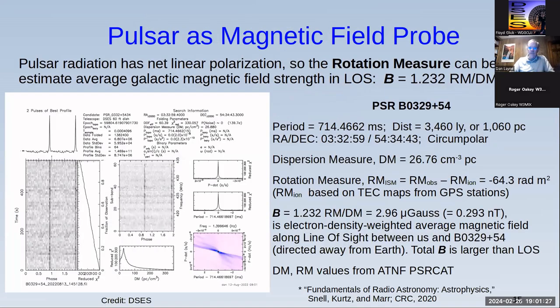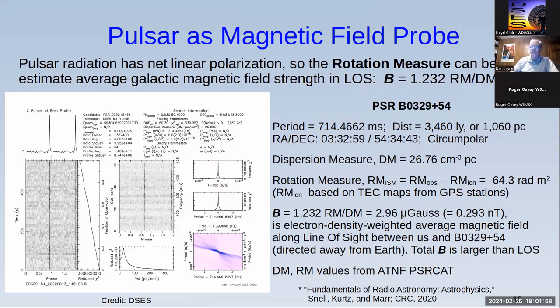And first, we'll look at a pulsar. So here on the left is one of our plots. This is one of our favorites. This is pulsar B0329+54 that we collected. And the idea here is pulsar radiation has net linear polarization. What that means is when the pulse leaves the pulsar, for the most part, it's linearly polarized.